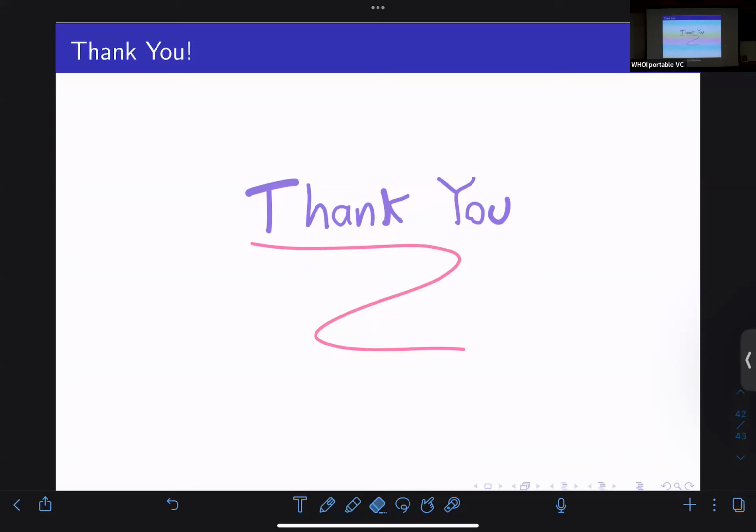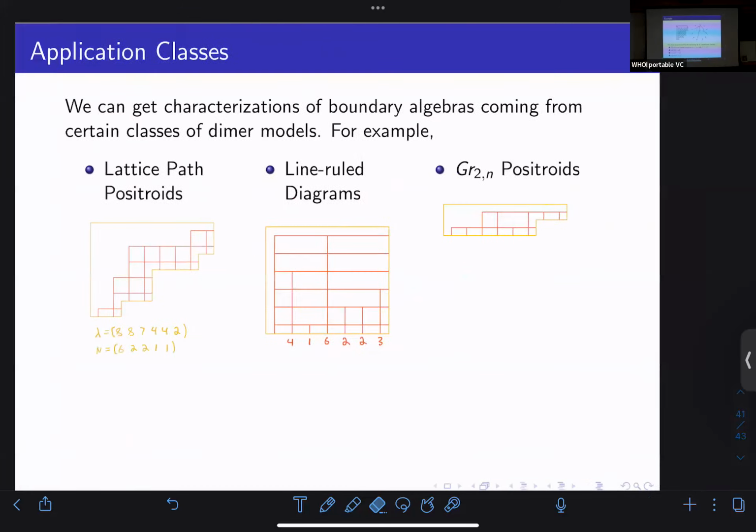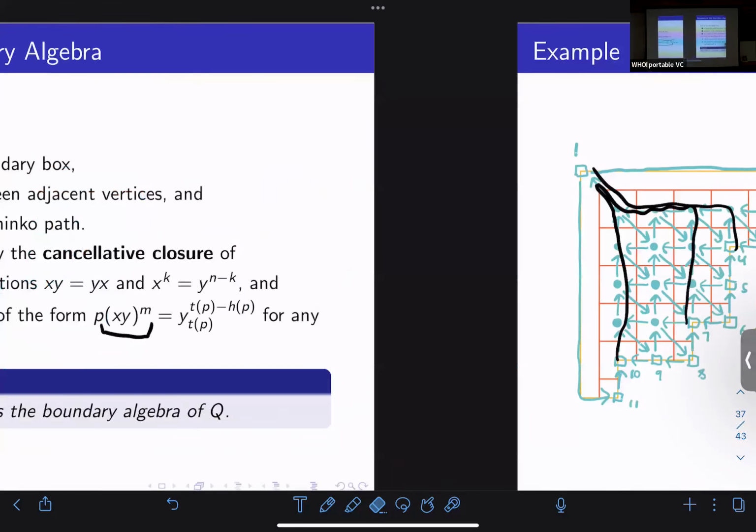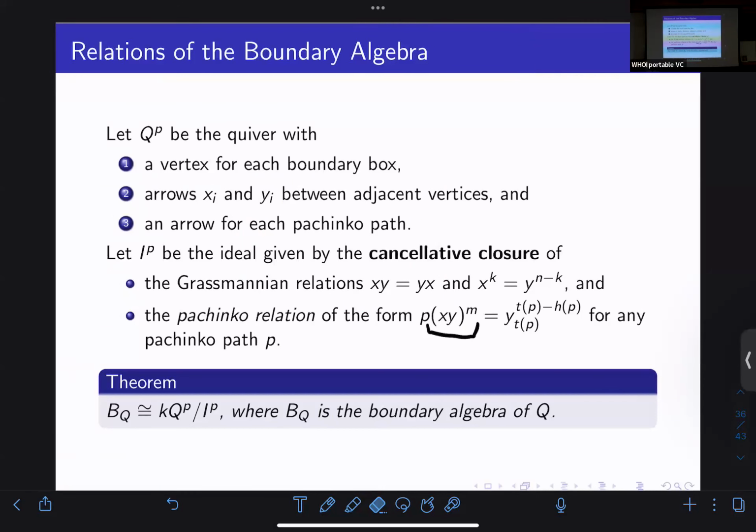Could you go back to the slide of the theorem? Sure. So the QP is the original but there is an additional arrow. Yeah. And the INP is the idea of the neutralization. So it's the ideal where I've added in the Grassmannian relations, and I've also added in just one of these representatives for each pachinko path, and then I've taken a cancellative closure. So I'm taking the smallest ideal that's cancellative that contains this.